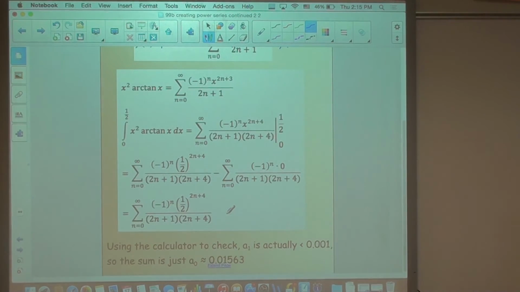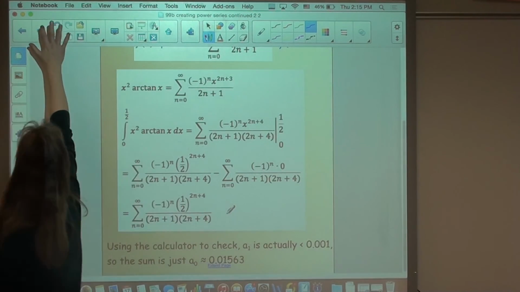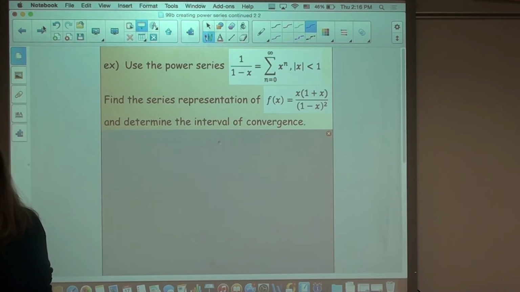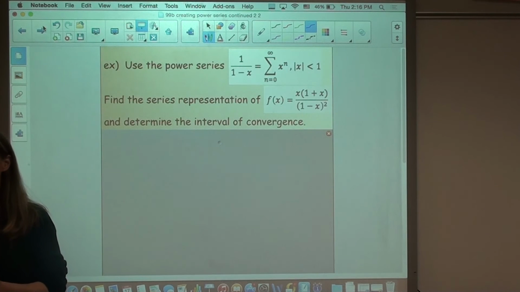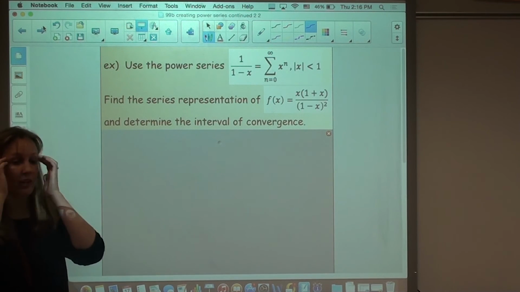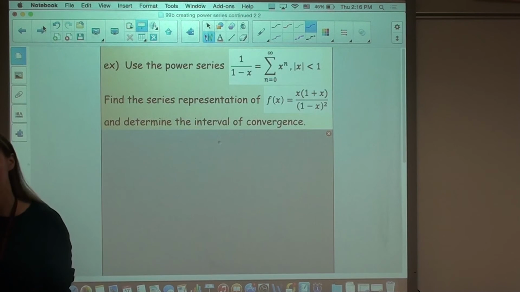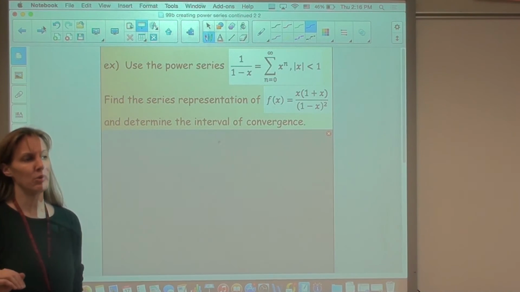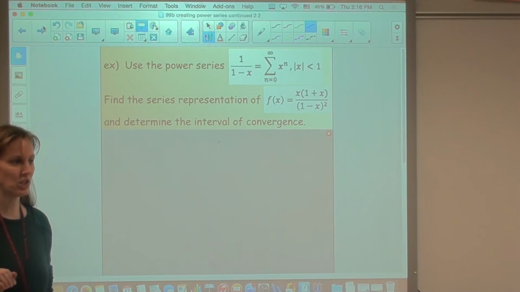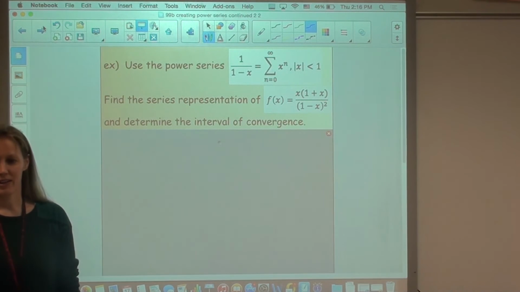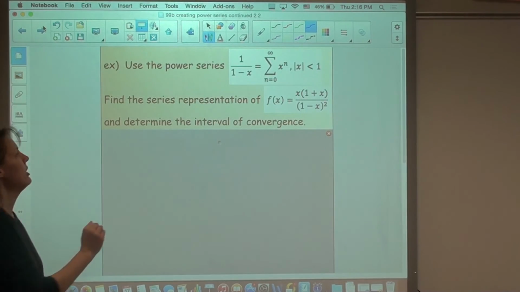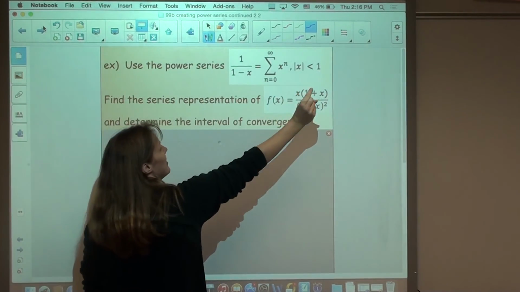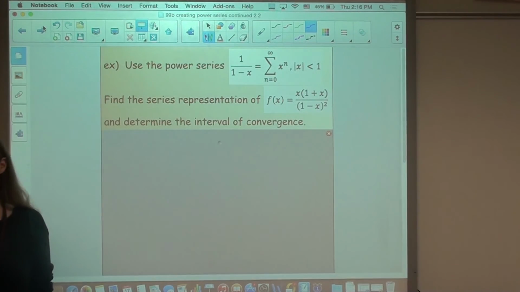All right, good. So let's move on. Good, I think we're getting the kinks out. This is the problem that we need to focus on though. So are we ready? Okay, I spent way too long on the calculator, but it's a good thing, because it's better to get the calculator stuff figured out now. And here we go. I'm going to walk you through this. I need total concentration. We are going to use this power series right here to represent this function right there.